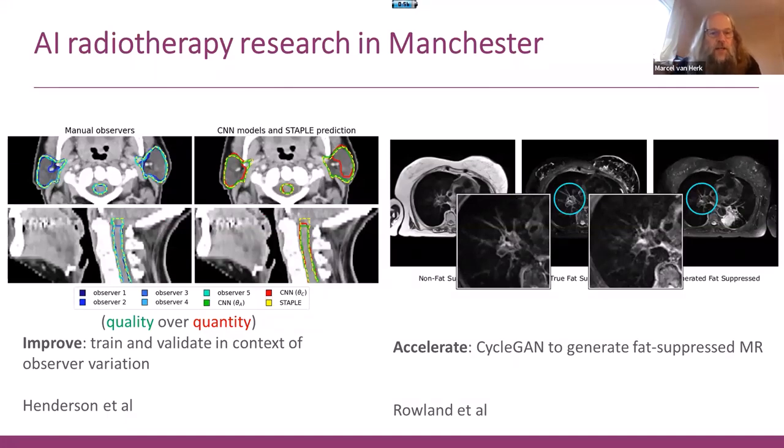And he has been looking at training and validating networks for segmentation in head and neck in the context of observer variation. He trained a network with a small amount of high quality data, in green. And then he trained the same network with a large quantity of less well moderated data. In this case, the quality data was only 30 cases.